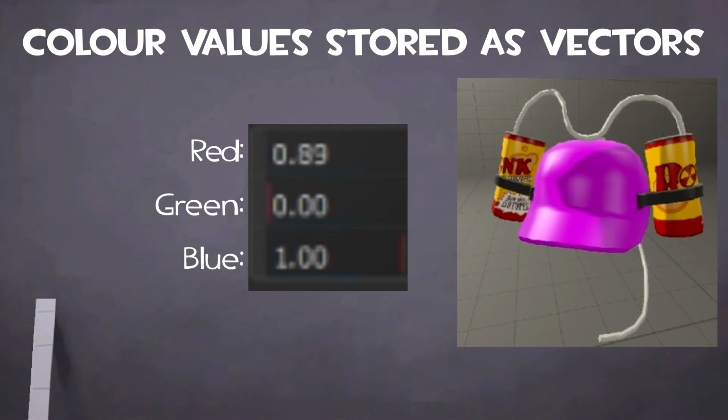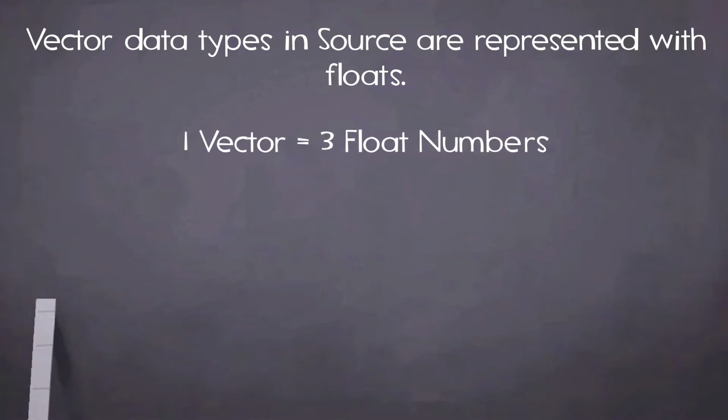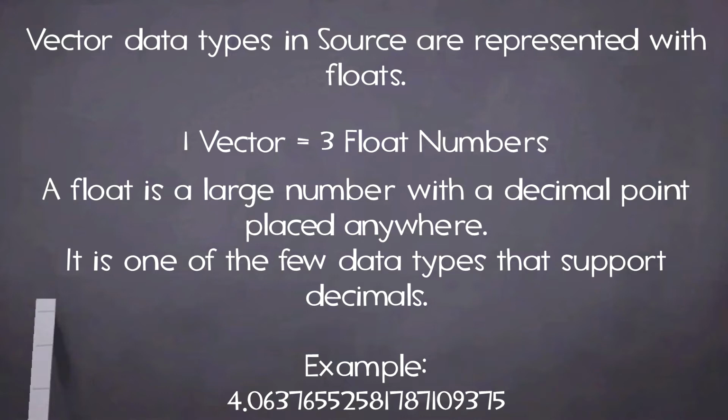These 3 values as individuals are called floats. The Source engine uses 3 float values as vectors. In layman's terms, a float is a posh word for a decimal value. Floats, much like all data types in programming, have limits. There's going to be a minimum and a maximum.